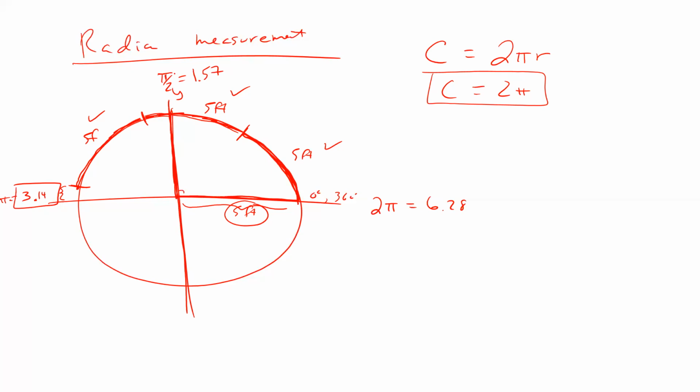One more thing. Can you guys do for me? What is this right here? This would be half a pi. This would be pi. So this would be 3 pi over 2. What is 3 pi over 2 approximately?